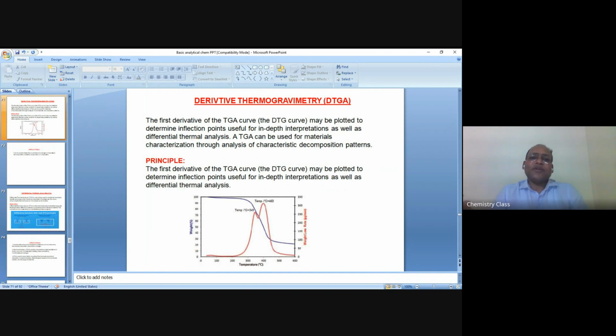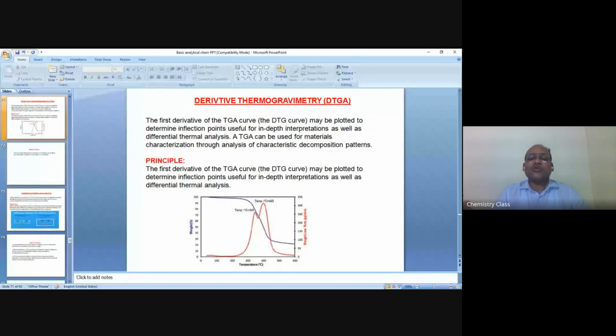It is a derivative of TGA. The first derivative of the TGA curve is known as DTGA. It may be plotted to determine inflection points, useful for in-depth interpretation as well as differential thermal analysis. TGA can be used for materials characterization through analysis of the characteristic decomposition pattern.